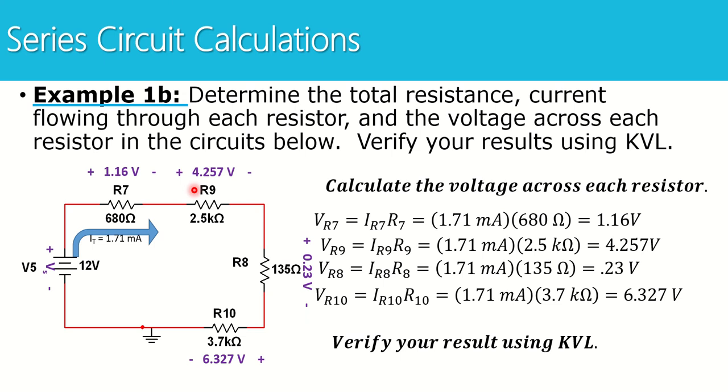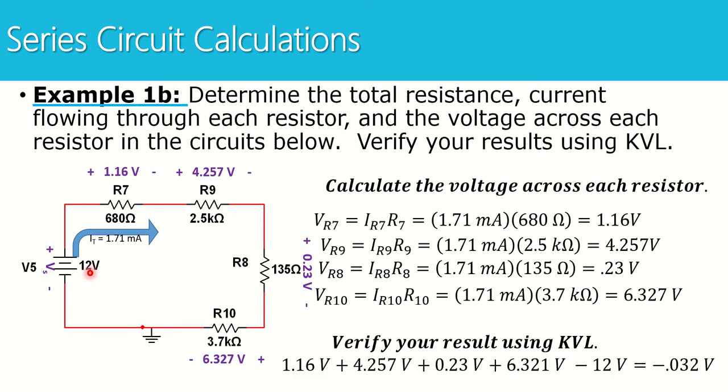And now I'm going to verify my result using KVL. So I'm going to start right here, and I'm going to make a loop around my circuit all the way around. So I'm going to have plus 1.16, plus 4.257, plus 0.23 volts, plus 6.327 volts, minus my 12 volts. And you'll notice here that I have a very small difference. It's not quite 0. It's really, really close to 0.